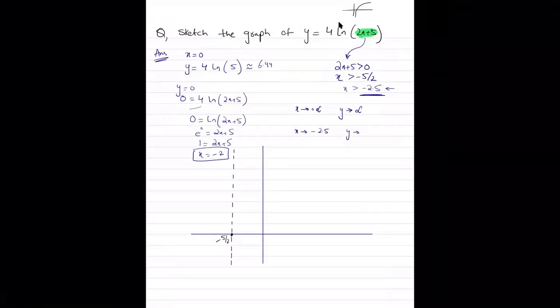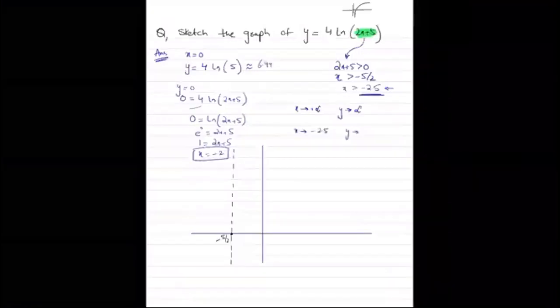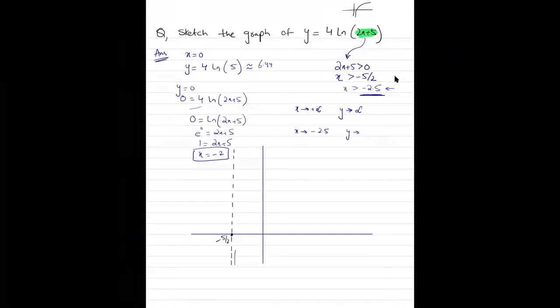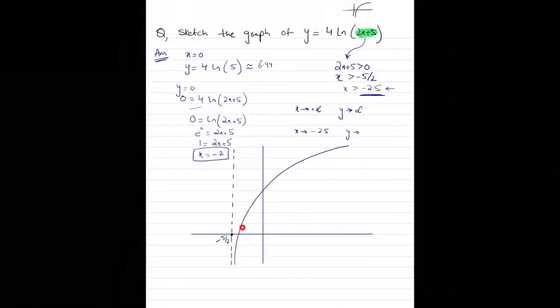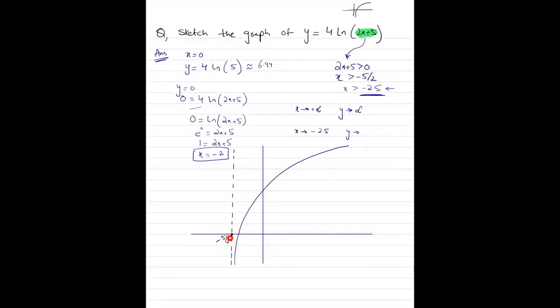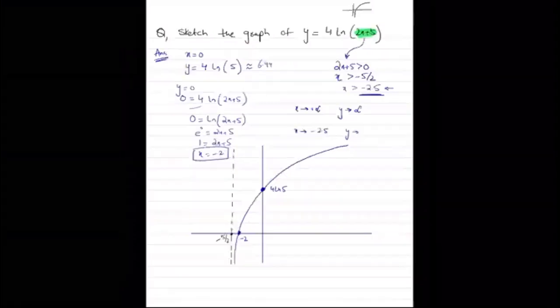Now your sketch is going to be something like this. The value of the function is going to increase. With the increase in values of x, your value of y is going to increase higher and higher. And with the decrease in value of x up to minus 2.5, the value is going to go further down negative. Okay. And what is this point going to be? Minus 2. And this point is going to be 4 ln 5 or 6.44. Okay, this is how you are going to draw the sketch.